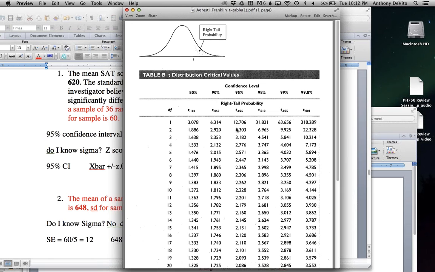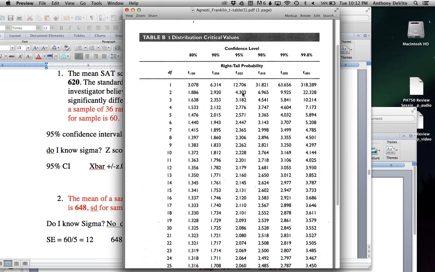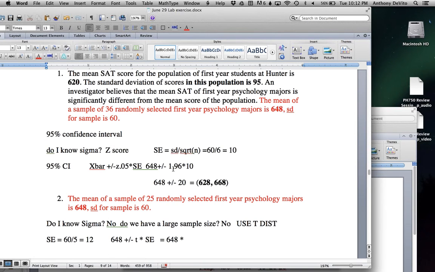So we're going to use this column here, the 95% confidence interval with a t-score of 2.5% on each tail. In other words, a probability of being wrong of 5%. We're going to go down here to 24, and we're going to see our t-value is 2.064 instead of 1.96. So this is 2.064 times our standard error, which is now 12.